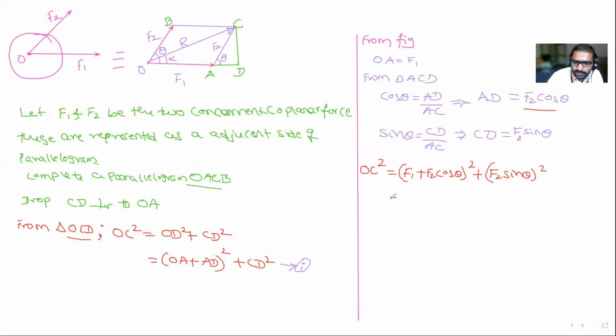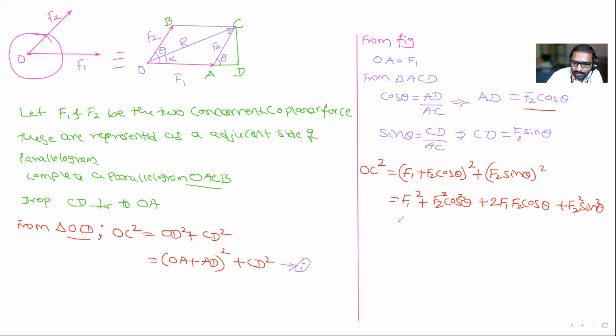Now, what is A plus B whole square? A square plus 2ab plus b square. So expand this one: F1 square plus F2 square cos square theta plus 2 F1 F2 cos theta, plus F2 square sin square theta.